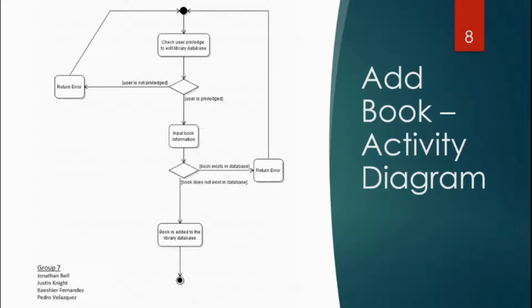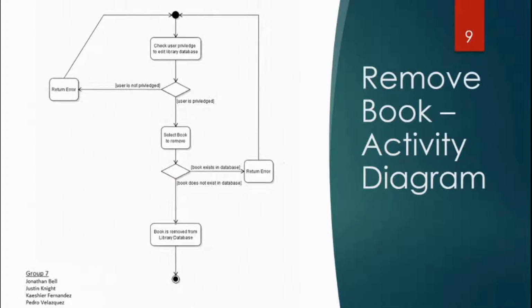So this first example we have is our add book activity diagram, which is basically the flow of events for when an employee would like to add a new book into the inventory that doesn't already exist. On the flip side, the remove book activity diagram shows the sequence of events for an employee to remove a book that is currently in the inventory.